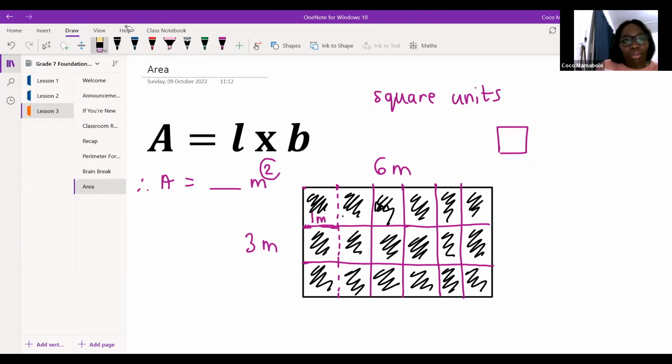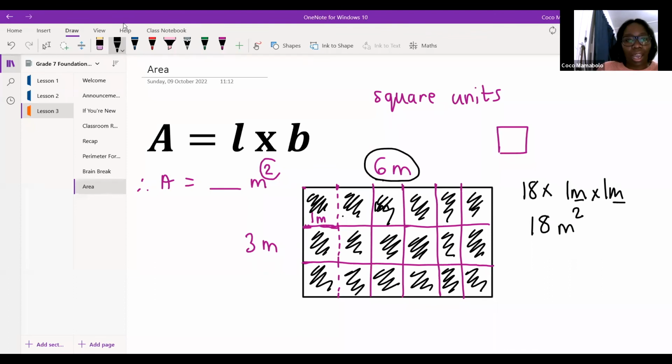What we actually have here is 18 squares that are 1 meter by 1 meter. Now, that's not supposed to be a dot. That should be a multiplication as well. So 18 times 1 meter by 1 meter. What's 1 times 1, guys? It's going to be 1, right? Times 18 is going to give me 18, but I have meter times meter, which will give me meters squared. So the answer to 6 meters times 3 meters is going to be 18 meters squared.